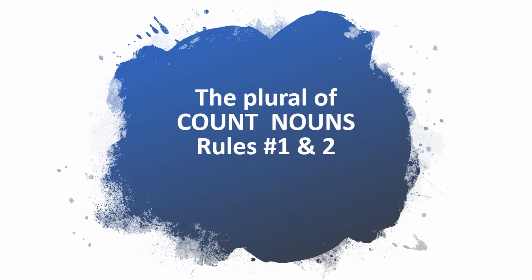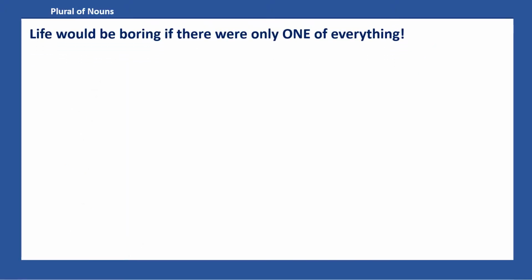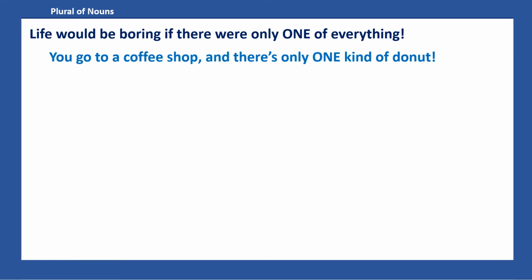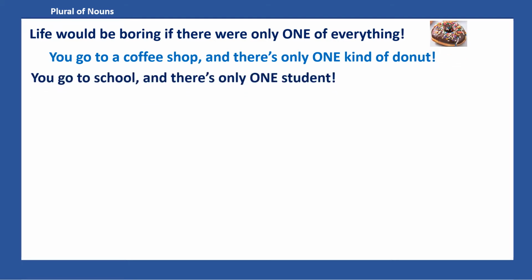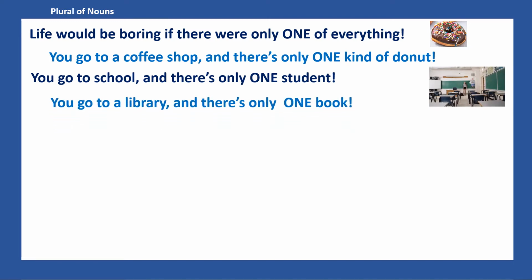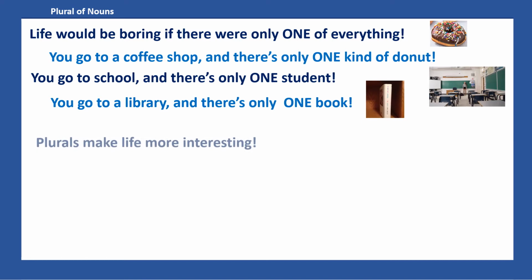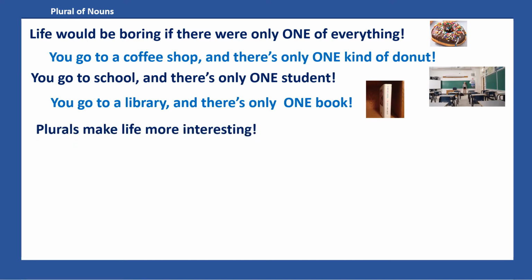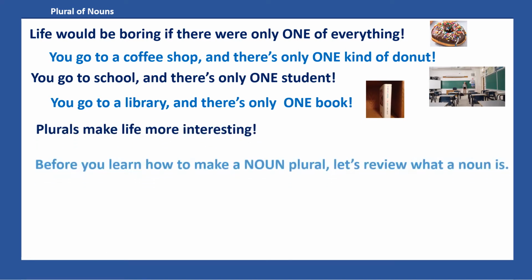The plural of count nouns, rules 1 and 2. Life would be boring if there were only one of everything. You go to a coffee shop and there's only one kind of donut. You go to school and there's only one student. You go to a library and there's only one book. Plurals make life more interesting.